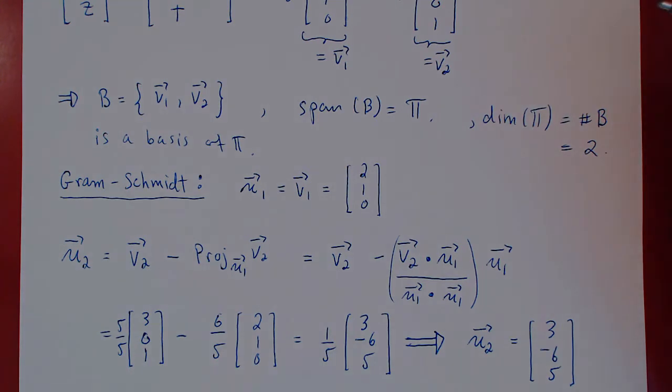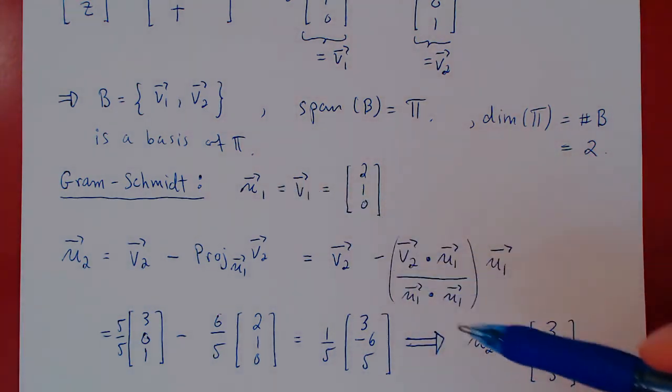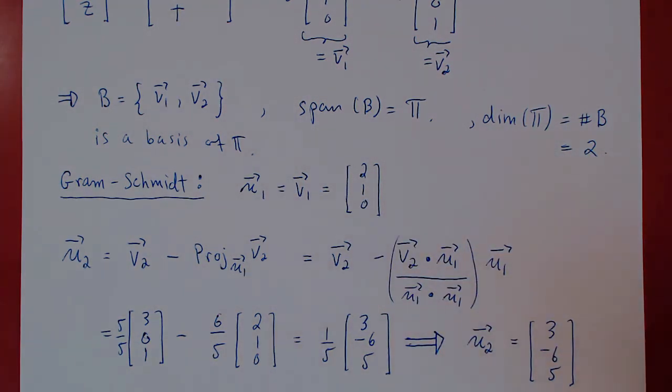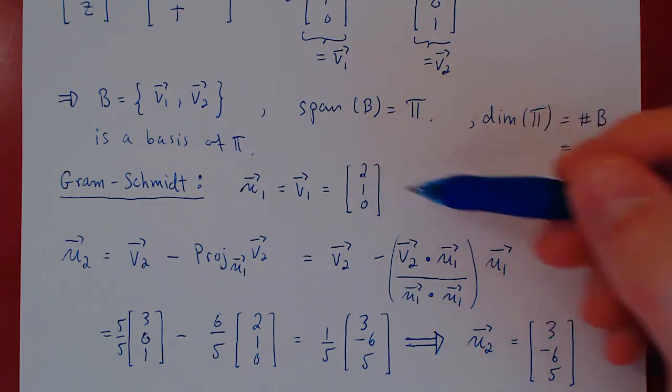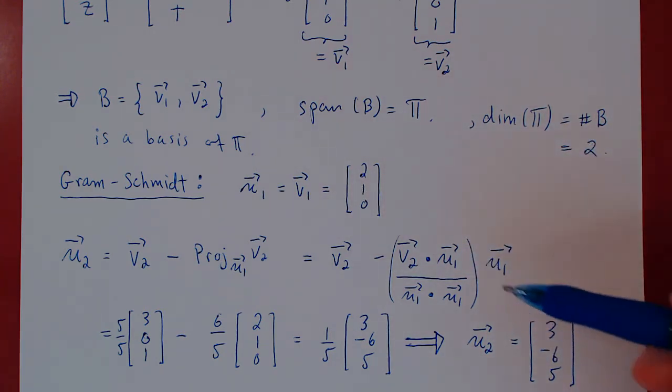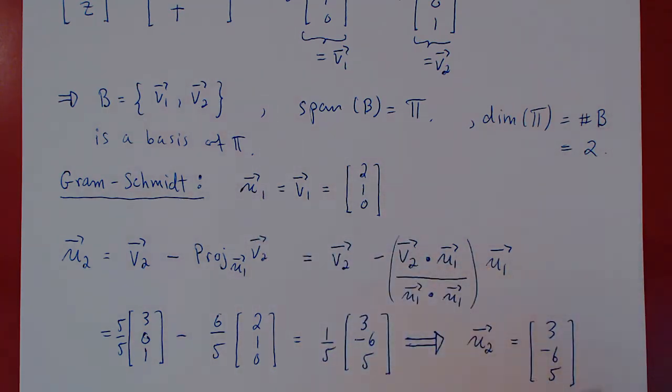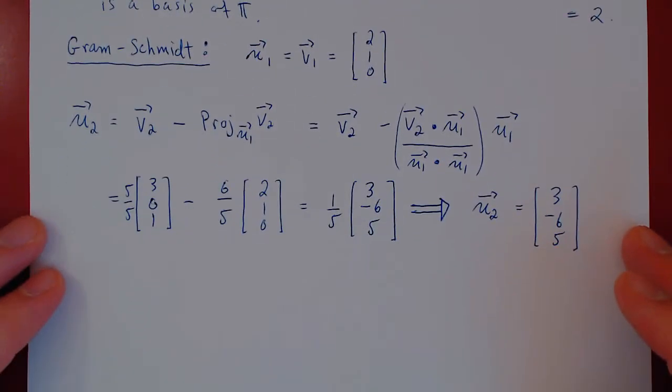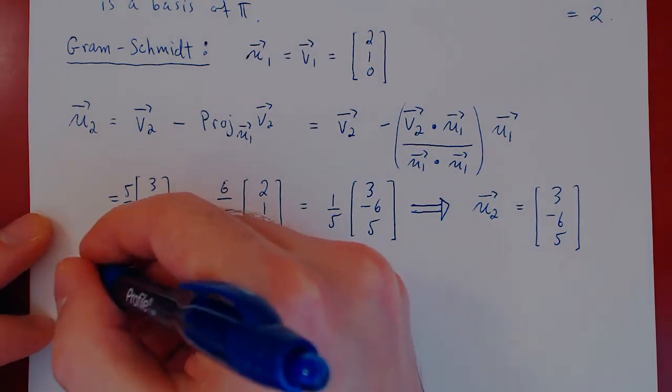And let's see if we have what we wanted. We were hoping for an orthogonal basis of the plane. Therefore, these two vectors should be orthogonal to each other. Well, let's dot them. 2 times 3 is 6, plus negative 6 is 0, plus 0 is 0. So indeed, u1 and u2 are perpendicular. So we now have our orthogonal basis.